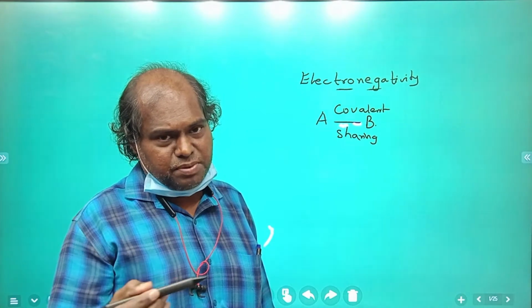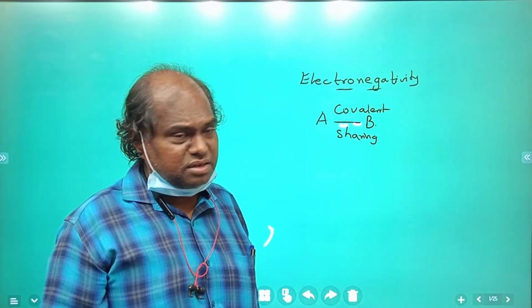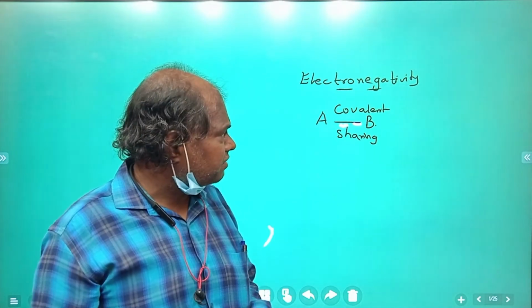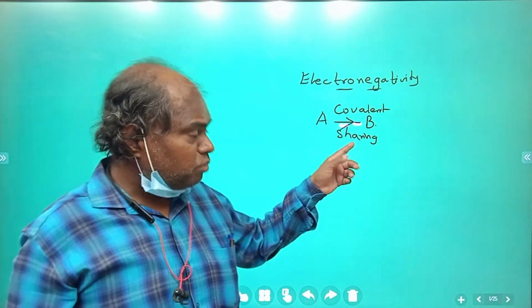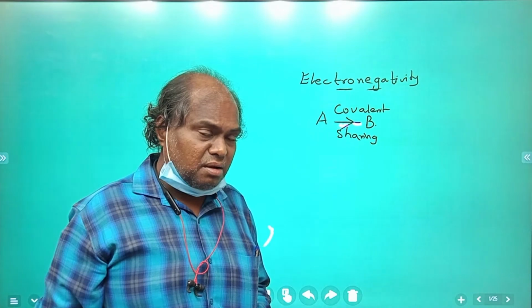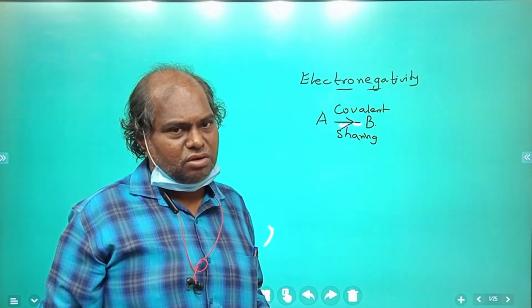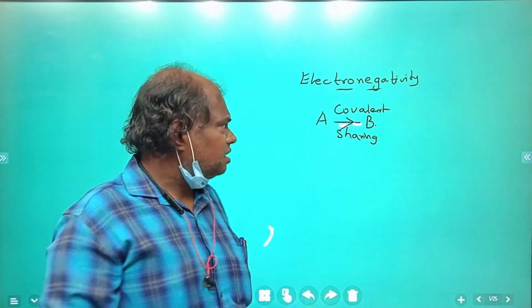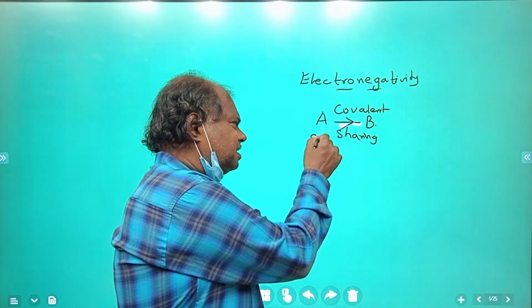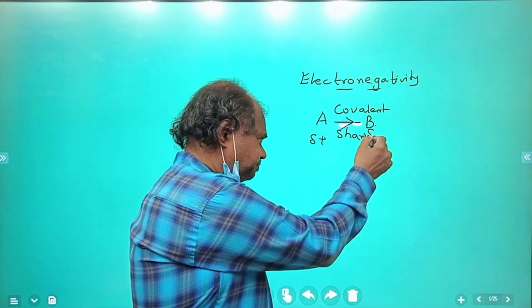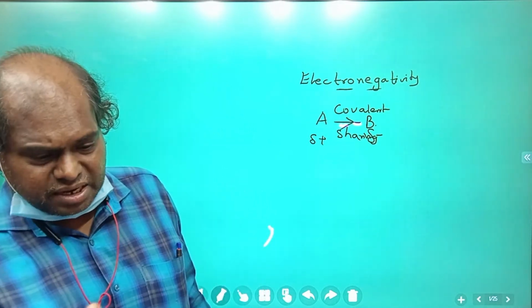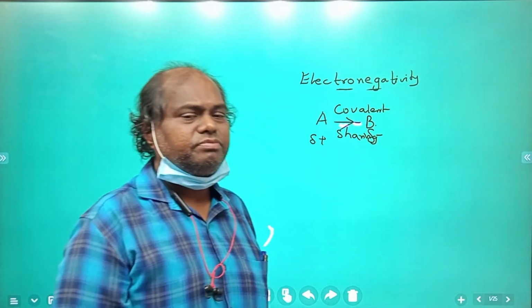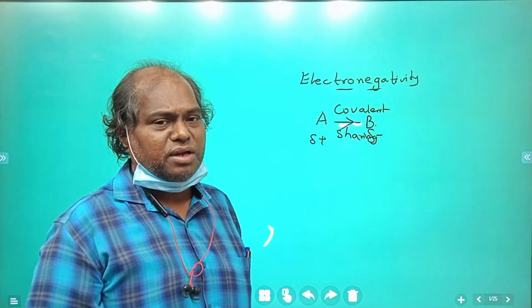Okay. So let me repeat. If B is more electronegative, that means this shared pair of electrons will spend more time with B compared to A. As a result, what will happen? This A will get a slight plus sign and this B will get a slight minus sign. Why does B get a slight minus sign? Because electrons are spending more time with B. We say B is more electronegative.